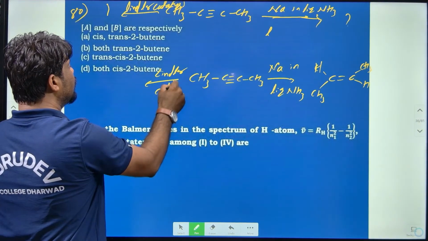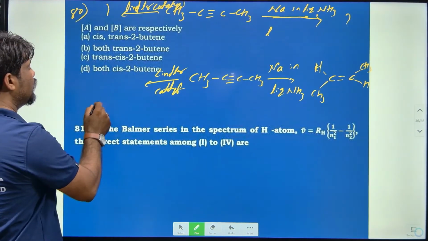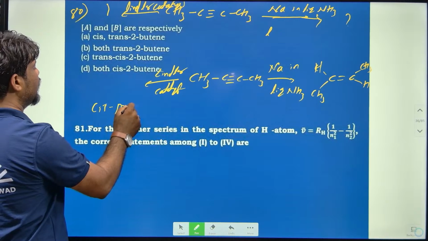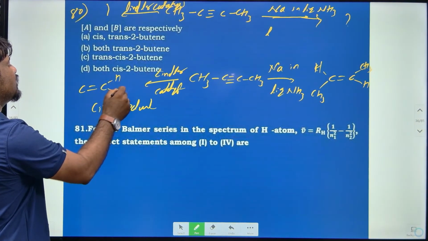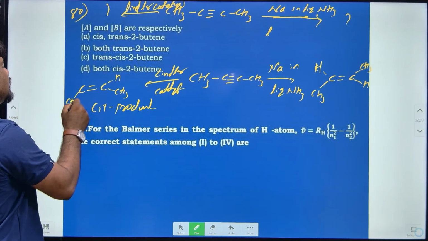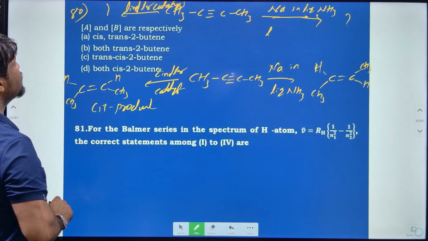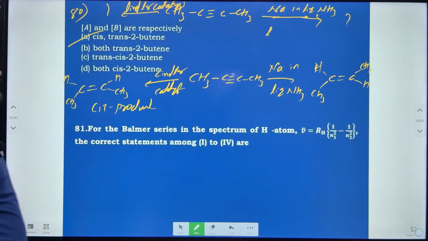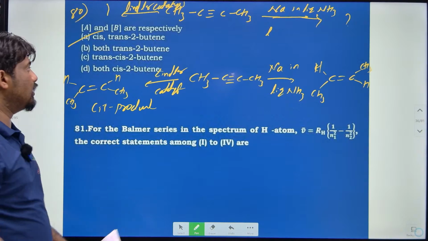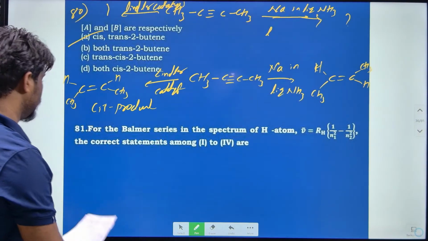Cis product, that is C=C with H, CH3, CH3, H. It means both the A and B products we are going to get: one is a cis product and another is a trans product. And answer A is the right answer for the question.